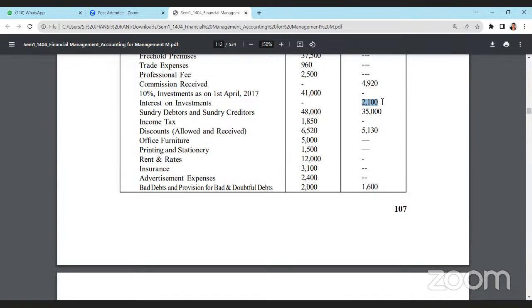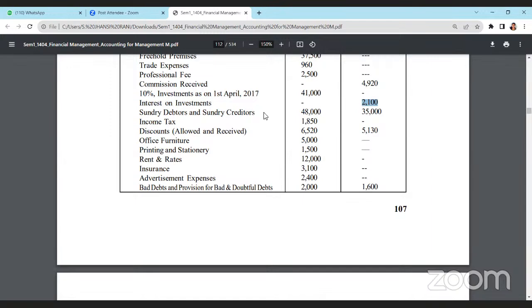Then what about the remaining 2,000? Where did it go? Have we received it? No, we have not received it. Interest on investment is our income because we have invested somewhere. We have not received the total interest that we have to receive. That is called accrued income. For expenses we call it outstanding; for incomes we call it accrued, meaning incomes to be received. Have we received the total? No. So it is called accrued interest.